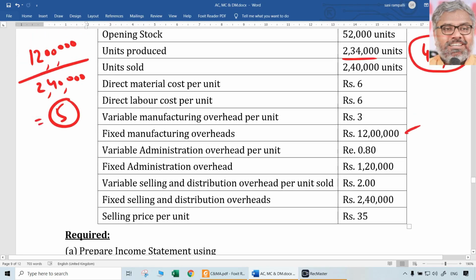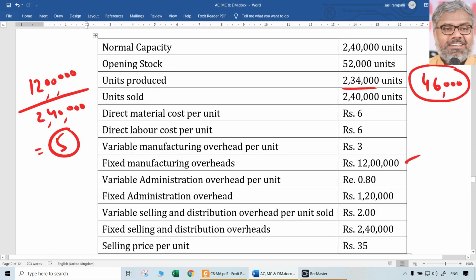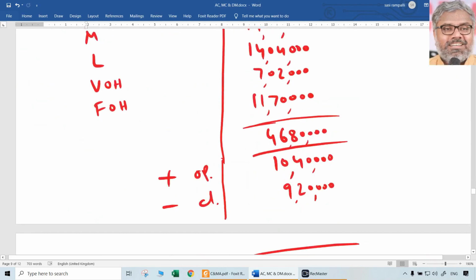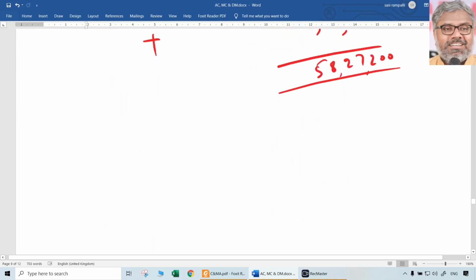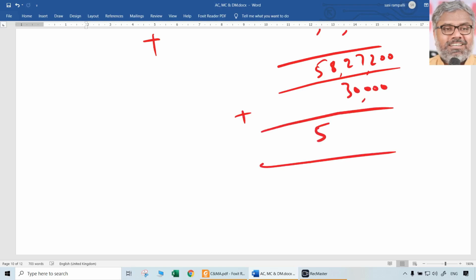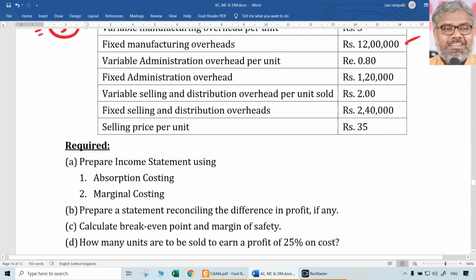But one point to be noted here is there is a difference in the manufacturing overheads. Fixed manufacturing overheads are actually 12 lakhs, but how much did we absorb? We absorbed only 11 lakh 70,000. That means 30,000 is under absorbed. When they are under absorbed, that has to be added now as an adjustment at the end. So 58 lakhs 57,200 is the total cost, we can say, after considering every cost.